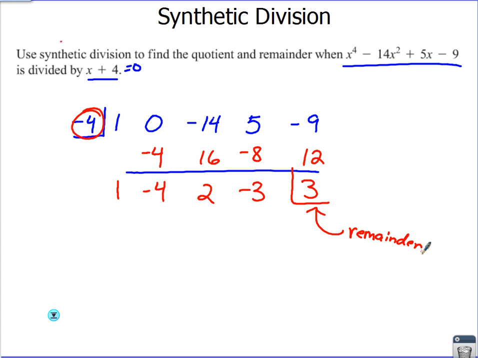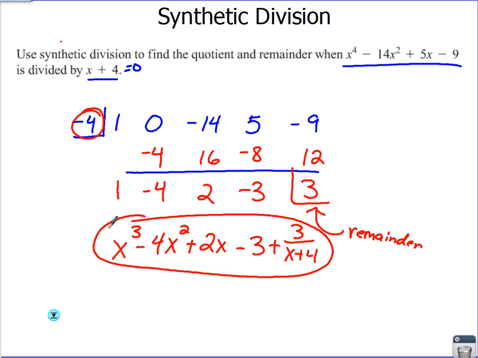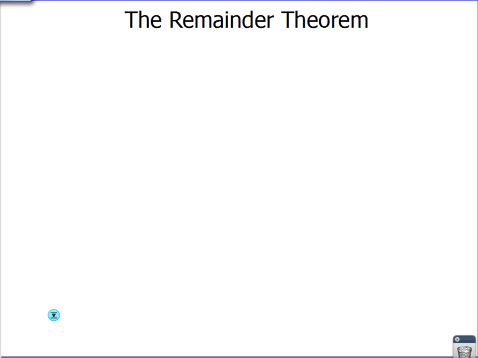And then you start counting up. You got remainder, you got x to the 0, x to the 1st, x to the 2nd, and x to the 3rd. So you have 1x to the 3rd, minus 4x to the 2nd, plus 2x, minus 3, plus whatever you get as a remainder, put it over what you divided by. The remainder there. There's something special about the remainder when you're dividing using synthetic division.